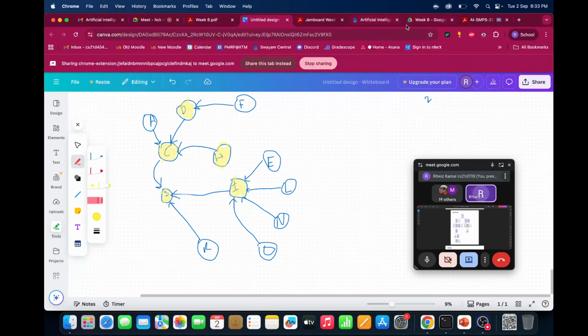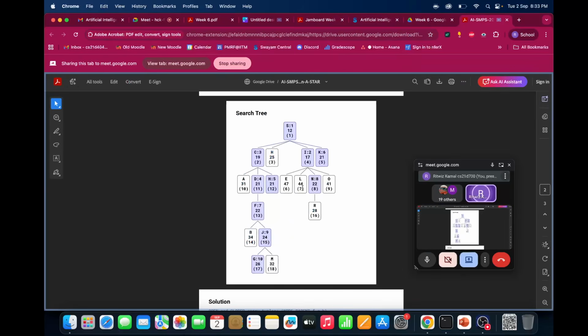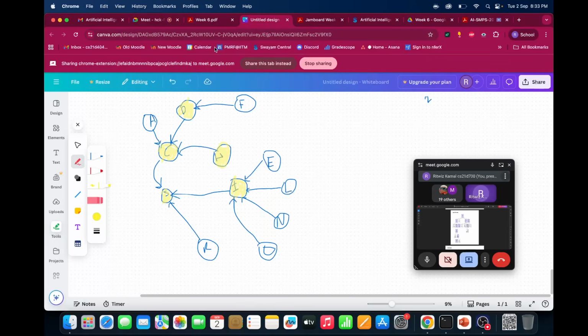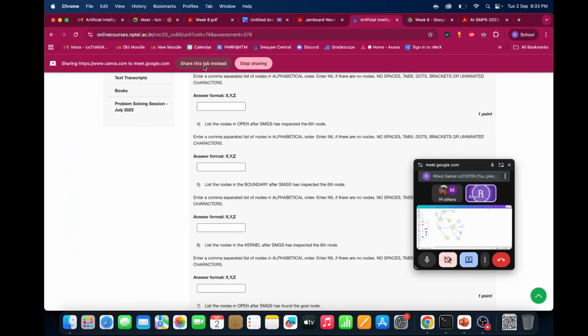Okay, this is what we did. The next node to be expanded is K. Okay, again no change happens. Okay, so we have expanded 6 nodes up until now. And let's go to the question that Shiva had asked.